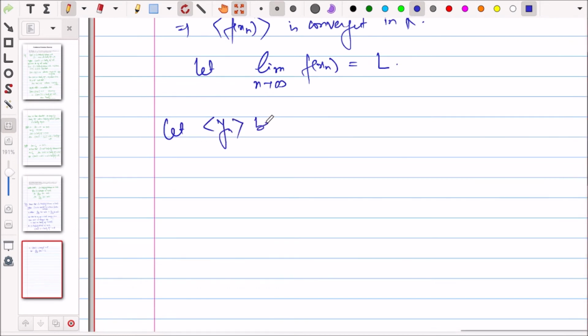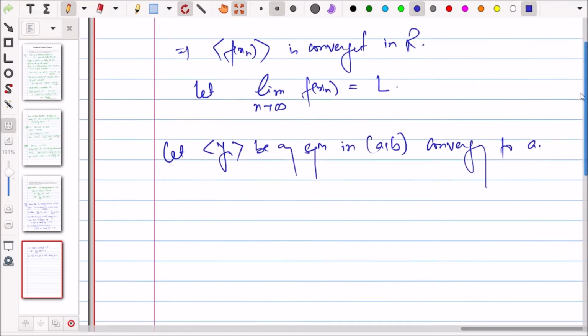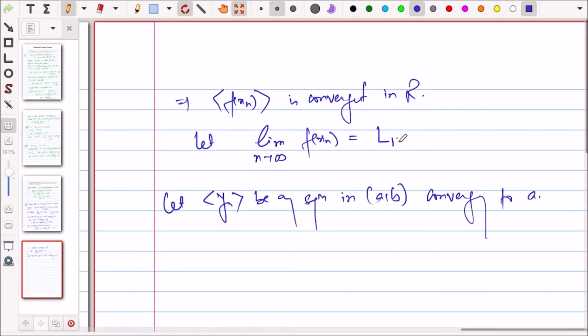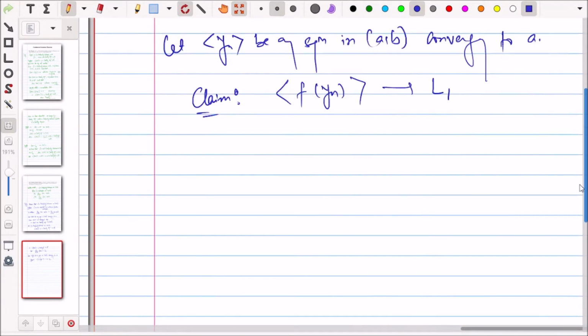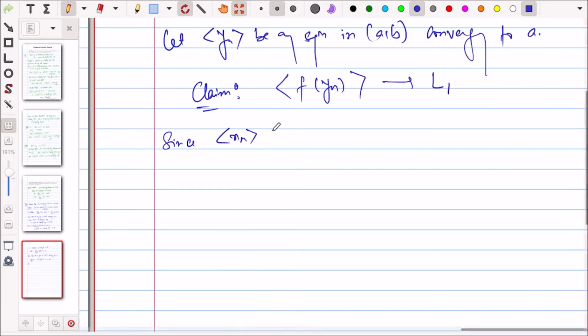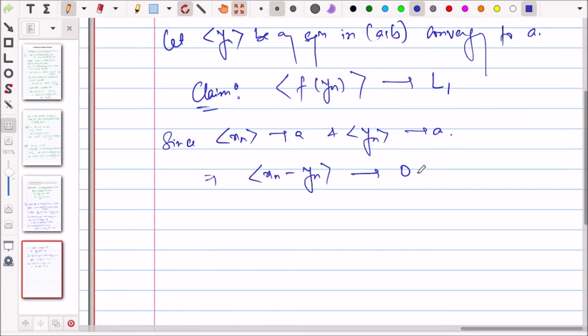So let y_n be any sequence in (a, b) converging to a, or we can say, let us call the limit L1, because we will use the limit L2 also. So let us call it L1. So claim: f(y_n) also converges to L1. For this, we will use the fact that since x_n converges to a and y_n converges to a, this implies x_n minus y_n converges to 0.